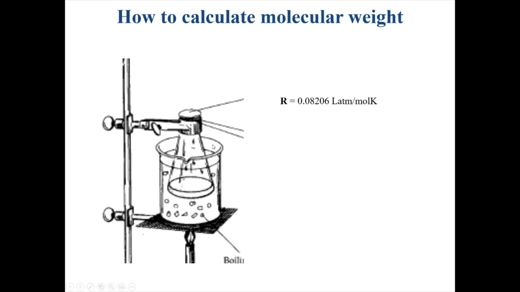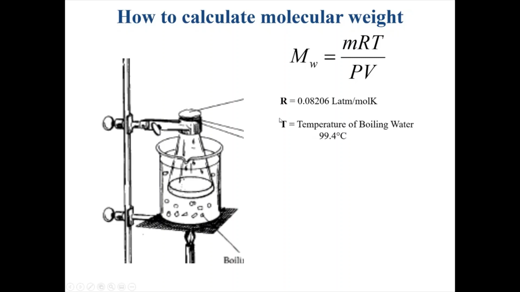So what do we need to get a molecular weight? We need the mass, the gas constant, the temperature, the pressure, and the volume. By heating it up, we've made our gas that's sitting inside of the flask, and it's now equilibrated with the pressure of the outside atmosphere. The gas constant we have, that's 0.08206 liters atmospheres per mole Kelvin. So that's a constant. Now we need the temperature.